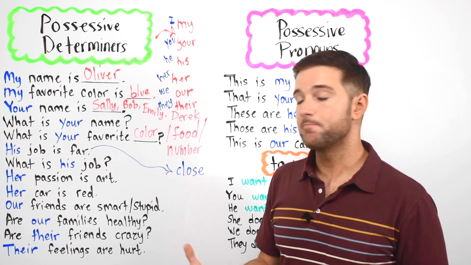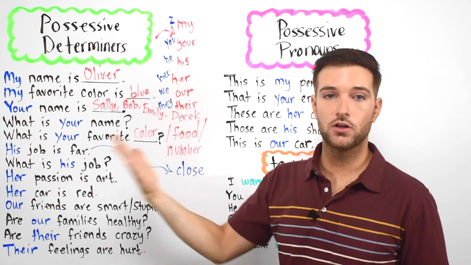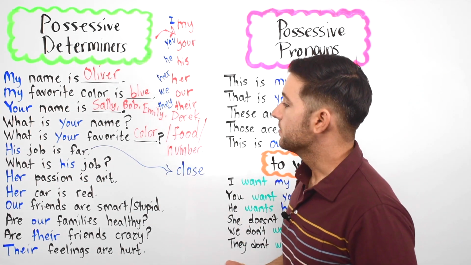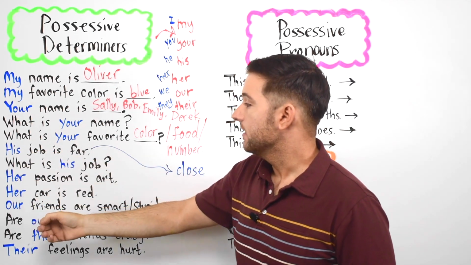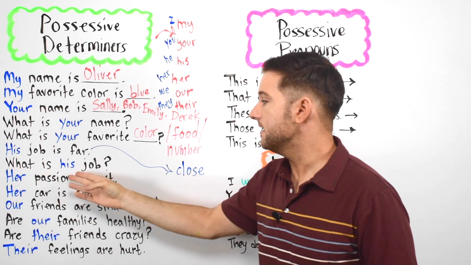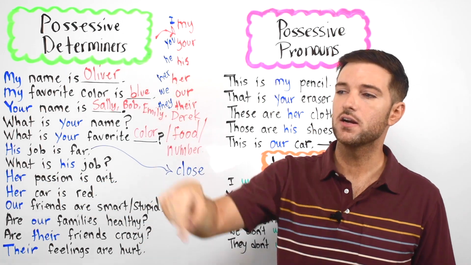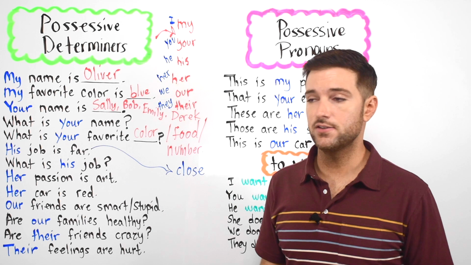Whatever your job is, you do a job and you can work either far or you can work close. Okay, so that's with his. If you don't know somebody's job or what his job is, you can ask, what is his job? Like, what is his job over there? He is a teacher.